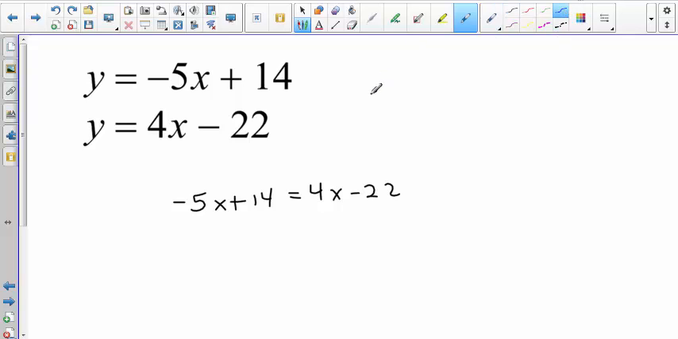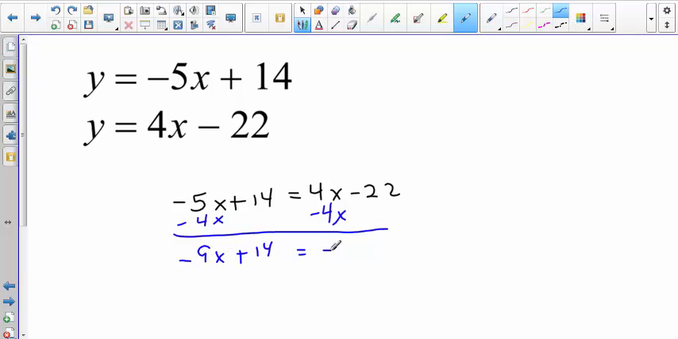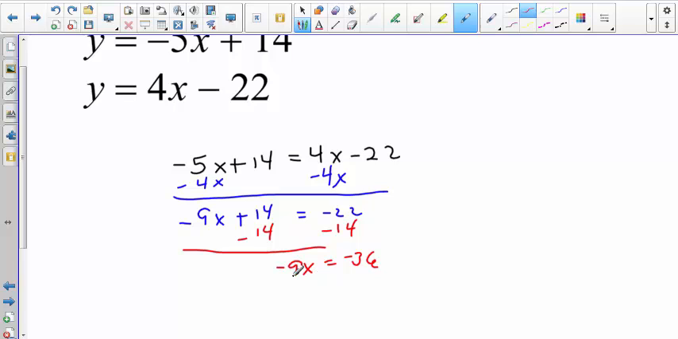Then you will solve the equations. Subtract 4x from both sides. So that gives you negative 9x plus 14 equals negative 22. We will subtract 14 from both sides. That gives you negative 9x equals negative 36. We'll divide both sides by negative 9.